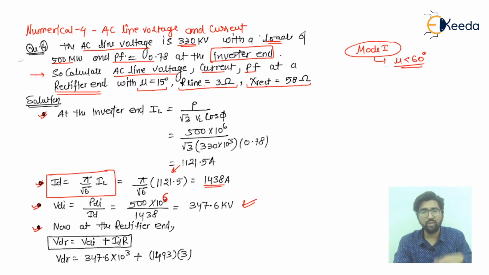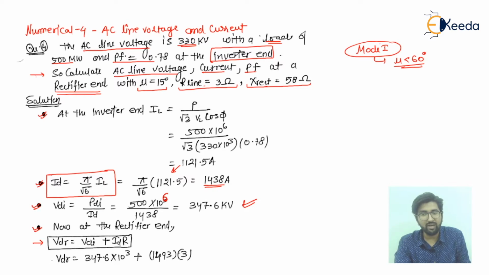Now we will move to the rectifier. We have found the different values on the inverter side. Now we will move to the rectifier end, and see what values are going to be found here. If we move to the rectifier, then you have to use this formula. This is the simplest formula I am using: VDR, that is the rectifier side voltage, is equal to VDI plus ID into R. So you have to just put the values here.